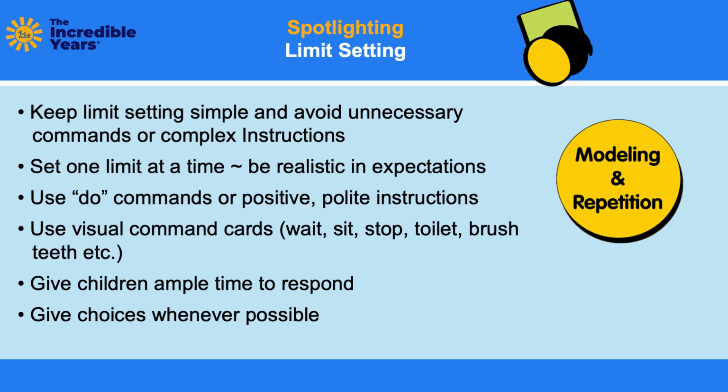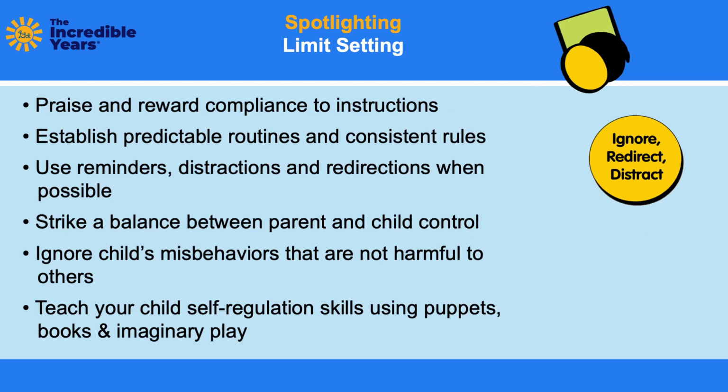They have to process the words or the picture before they will respond. Giving them choices whenever we can is effective. So with limit setting, praising their compliance is important. Having consistent rules. So we've got the pictures of the key rules. I call them dinosaur rules for the family. Giving them reminders and redirection. Sometimes we just have to redirect them to something else when you can see they're getting dysregulated.